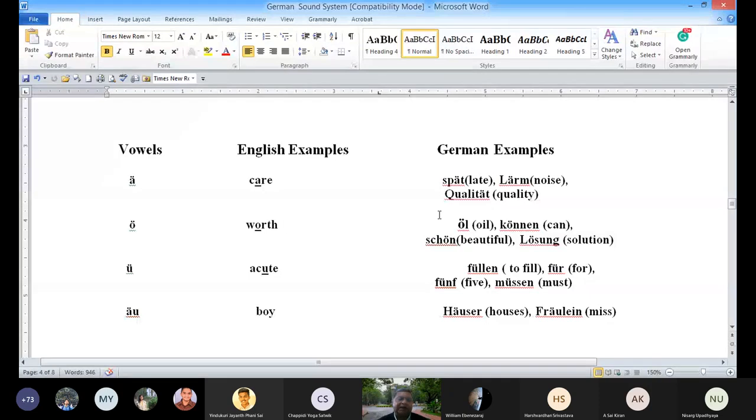And then you have U umlaut. It will be somewhat like "acute", meaning U and E together. If you think that way, this sound will come. And this pattern you pronounce in German words. F umlaut double L-E-N, fühlen, meaning U and E. Fühlen, für, fünf, müssen.